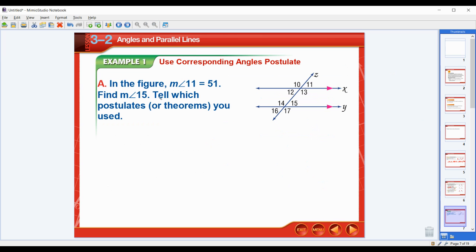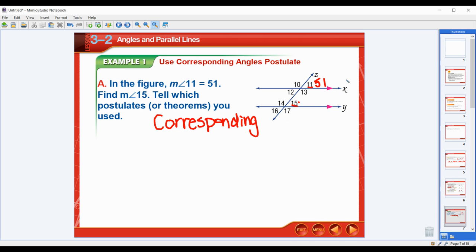Okay, let's get into it here. Some examples. In the figure, the measure of angle 11 is equal to 51, and the measure of angle 15 is right here. We need to find the measure of angle 15, and we need to state which postulate or theorem we used. So what we need to do is come up with an angle relationship for 11 and 15, and then ask ourselves, what is the case for that angle relationship? Looking at 11 and 15, one's on the inside, one is on the outside. That tells me if they are on the same side of the transversal, they are going to be corresponding. So these are corresponding angles.